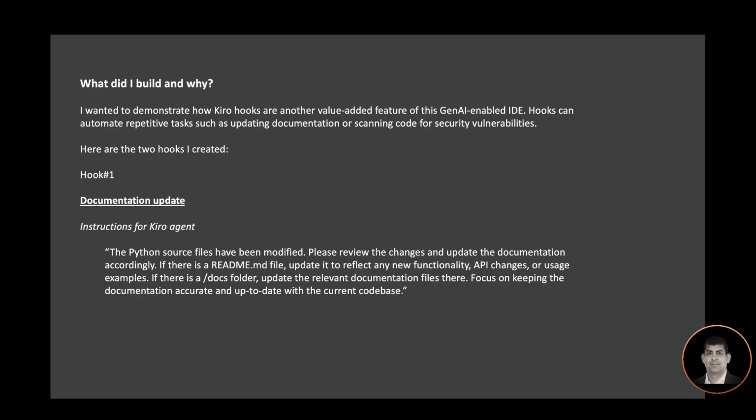The first hook is for documentation update, and the instruction for the Kiro agent is basically saying that whenever the Python source file is modified, then review the change and update the documentation. So this is just the instruction for the Kiro agent.